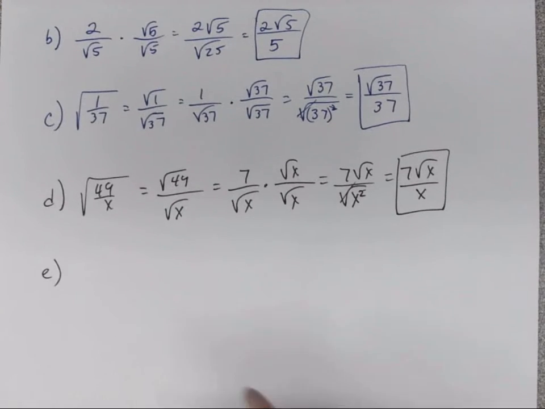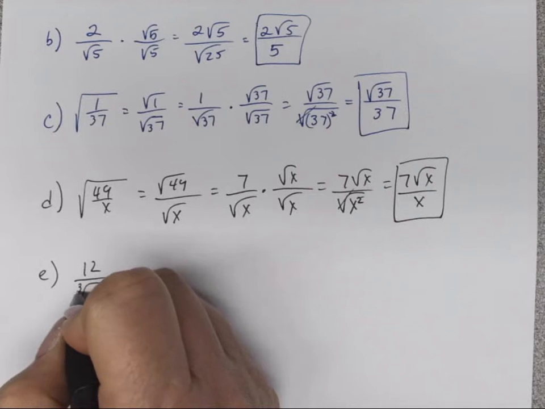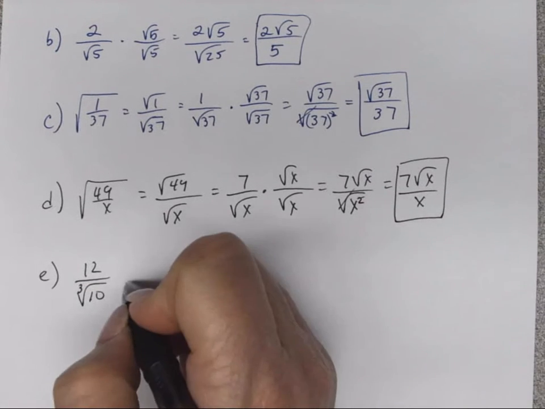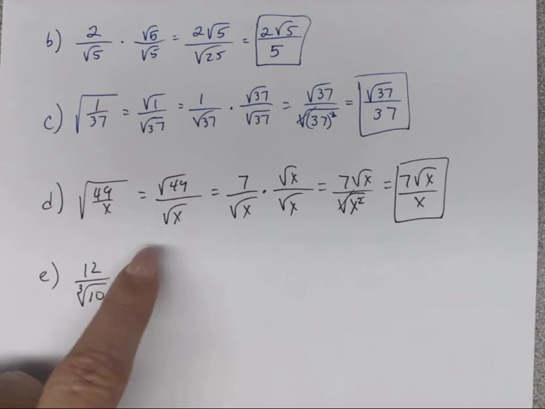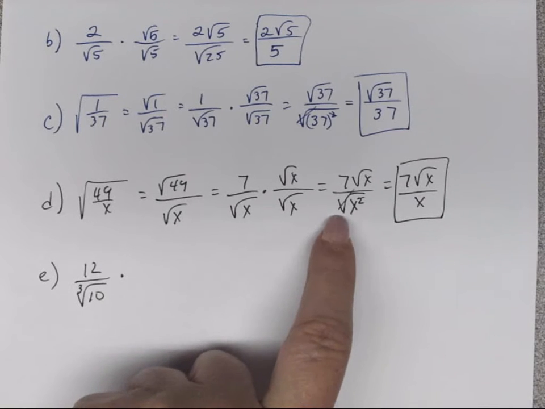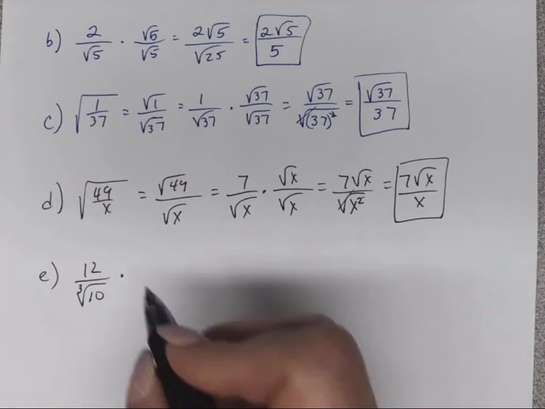All right, our next problem, we have 12 over the cubed root of 10. Now this one's a little bit different because we have the cubed root. So we need to have 3 10s to clear that out. We only have 1, and we need 3 because of the cubed. In the past, we needed 2 of them so that we can take the square root. But you've got to have 3 if you want to do the cubed root.